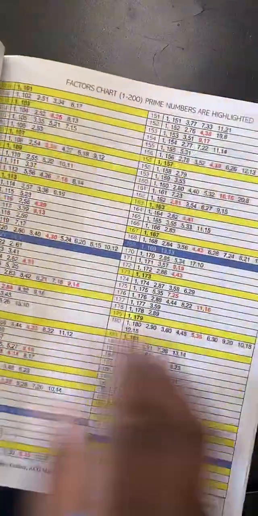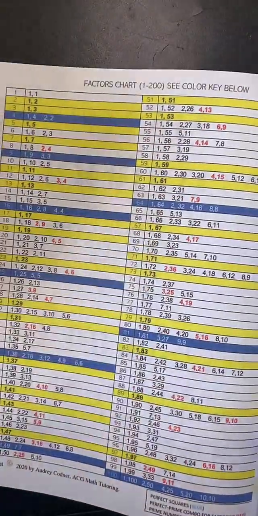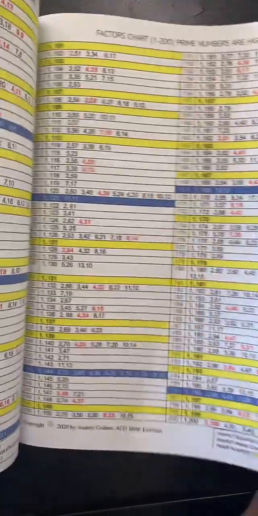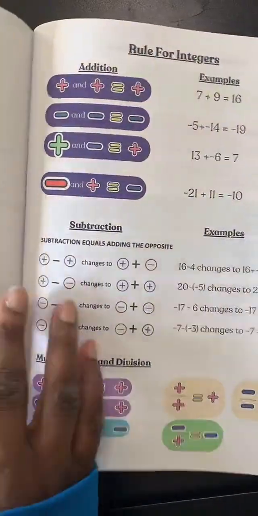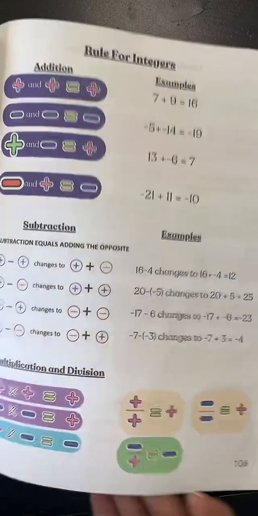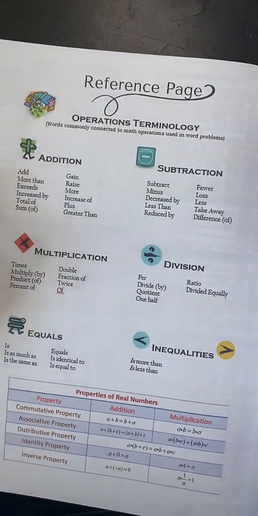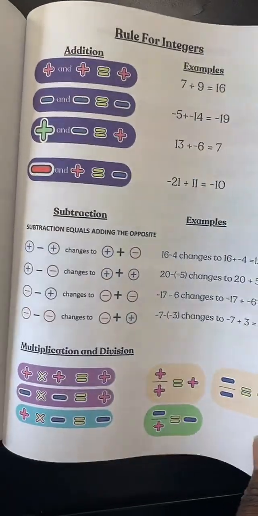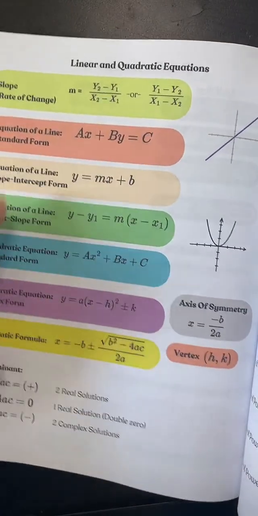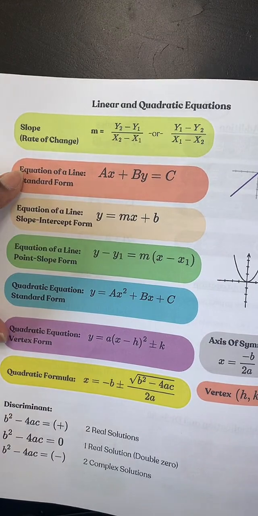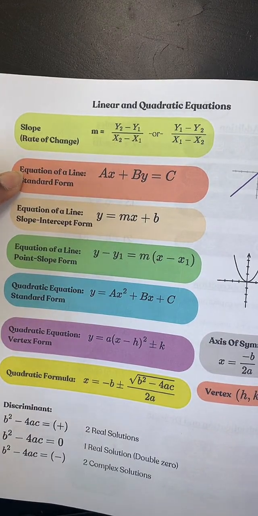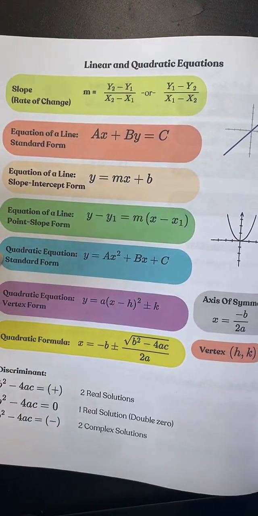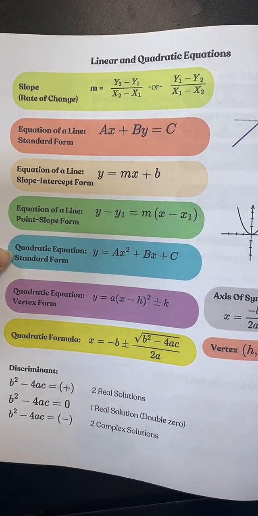If you're not good with your multiplication tables, I have your factor sheets from 1 to 200, okay? And then also I have some of the rules of integers, also the words that are usually used, the terminology and word problems. Then we actually took a look at standard form. Hey, there it is. We take a look at standard form.